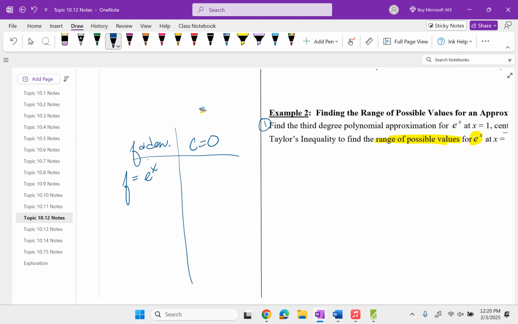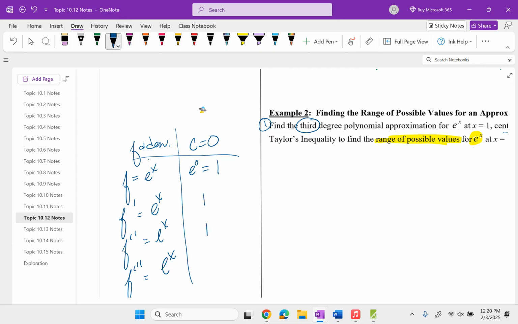What degree do they want me to go to? Third. So I've got to take 3 derivatives. So f prime, f double prime, f triple prime. All right, what's the derivative of e to the x? Oh, gee, we're going to have that a few times. All right, I've got to put in 0. So what's e to the 0?